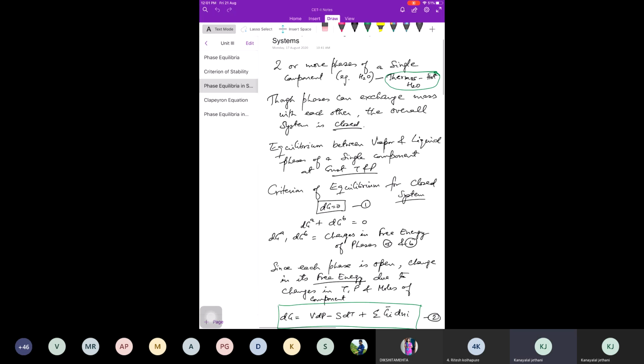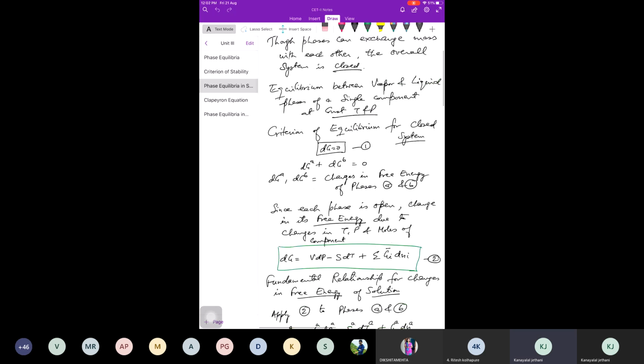Right? So if you write this for both phases A and B, there are two phases A and B. So dG of phase A plus dG of phase B is equal to 0. Right? So total system dG is the summation of dG of A plus dG of B. So dG of A and B are the free energy changes of phases A and B.